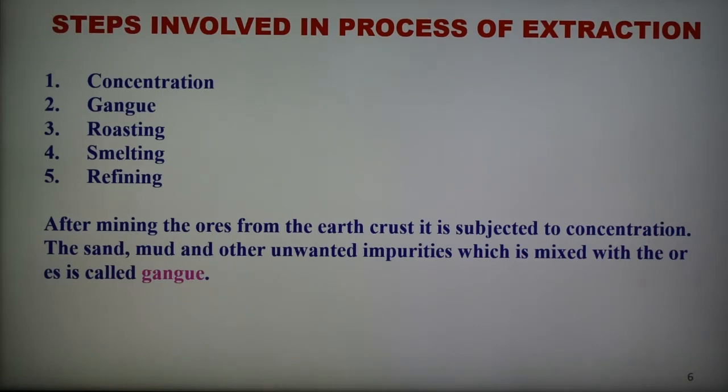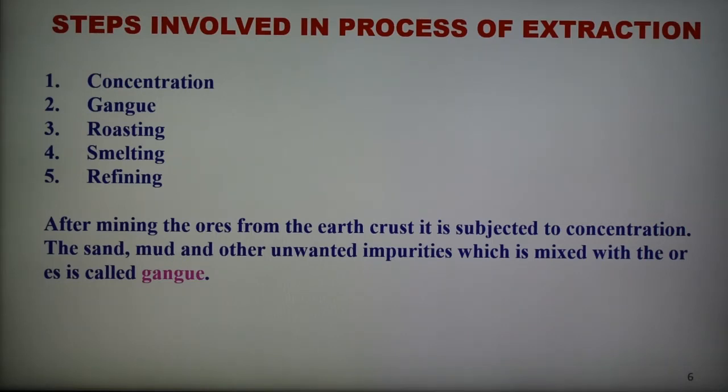For example, gravity separation method, froth flotation process, magnetic separation of the impurities, and leaching are the different steps to remove the impurities of the compounds. And here now the question is, the second step is the gangue. Gangue is the impurity. What is gangue? The sand or mud or other unwanted impurities which remain mixed with the ore and deposit are known as the gangue or impurities.